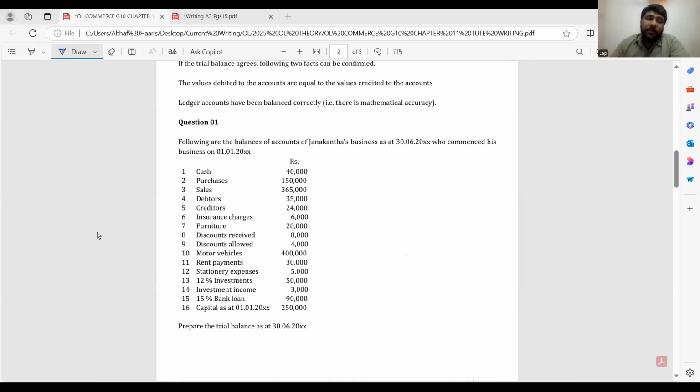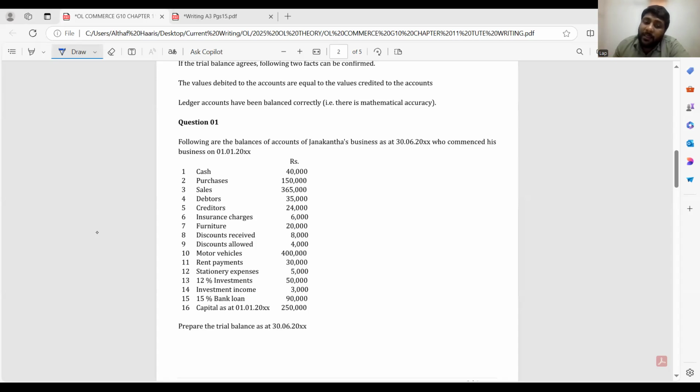Now we are going to do question number 1. Directly we can't prepare the trial balance. So here I have given you some information. Using this information only, we are going to prepare the current trial balance. Before preparing it, you should answer certain questions.